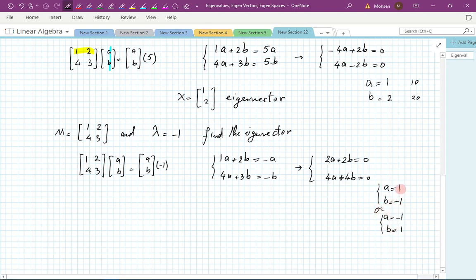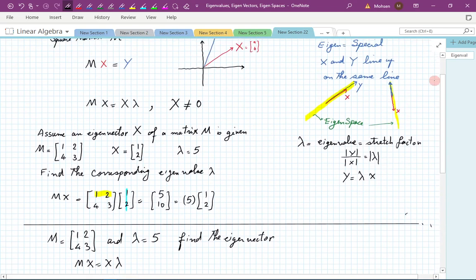Or you can take it 10 and -10. Any of them is as good as any other of them. And the only thing you are not allowed to use is 0, 0. Of course, 0, 0 does fit here, but that's not going to give us an eigenvector because we are avoiding trivial answers at that stage.